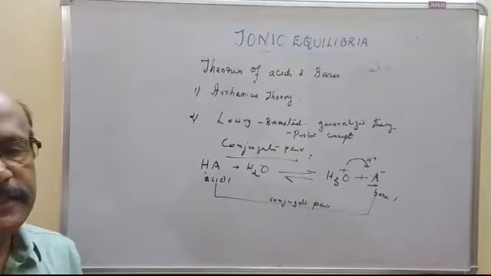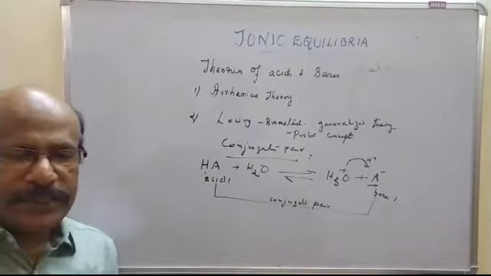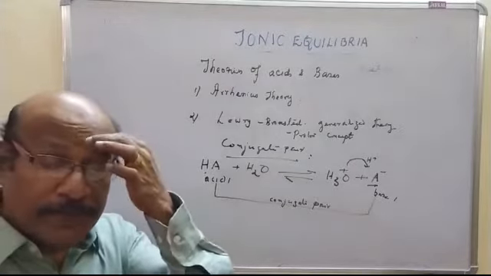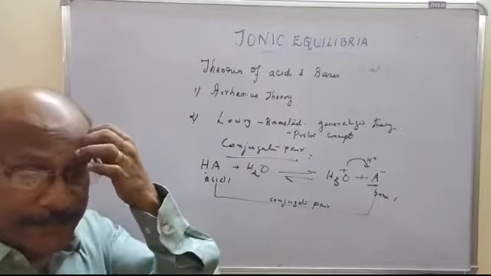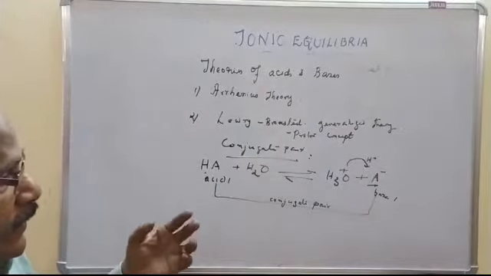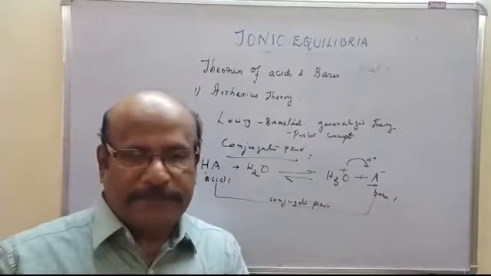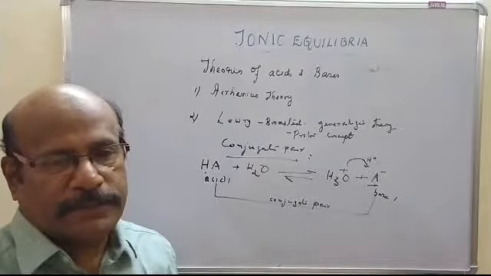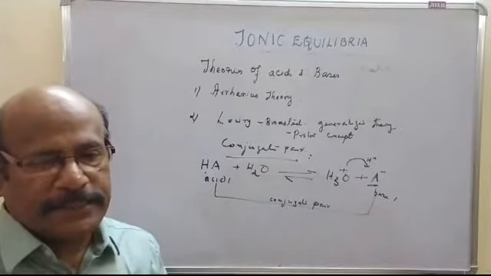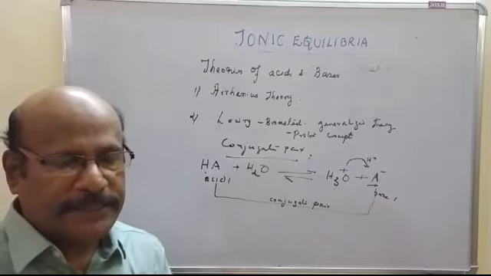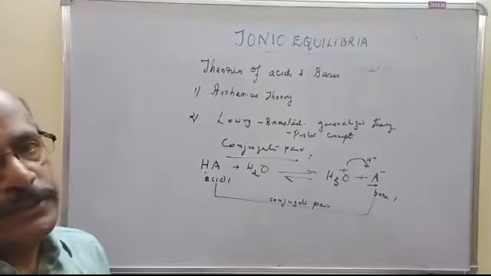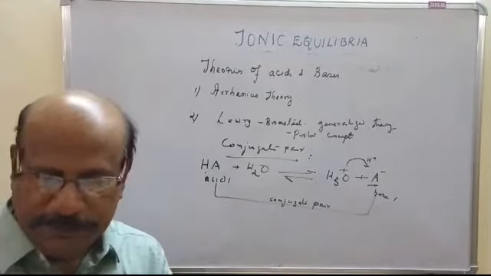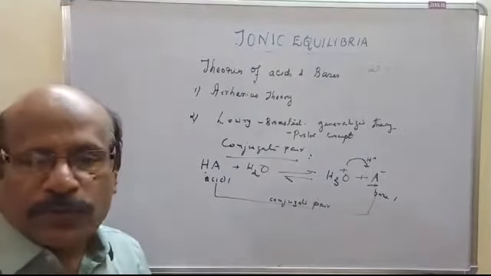Again, I wish to say, the Lowry-Bronsted concept introduced a concept called the conjugate pair. In any acid-base reaction, there are two sets of conjugate pairs. A conjugate pair is that pair of an acid and a base which differ by a single proton and are formed one from the other. They are called acid 1, base 1. Similarly, there are acid 2 and base 2.